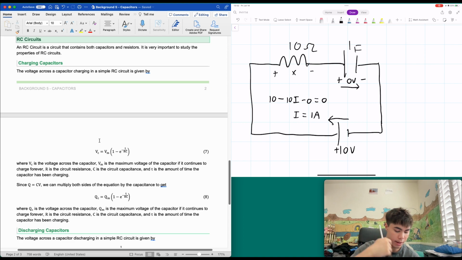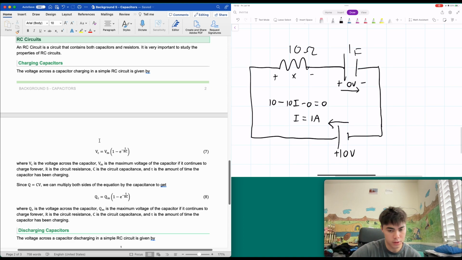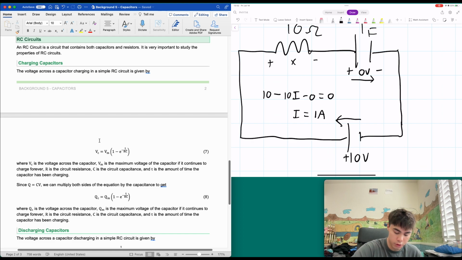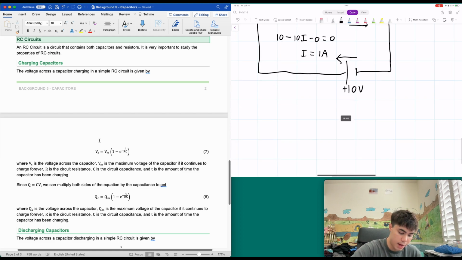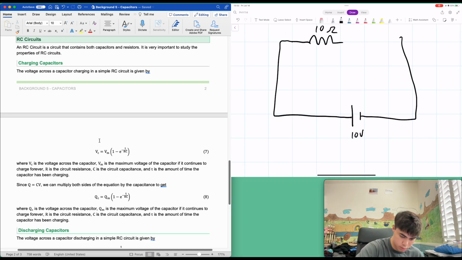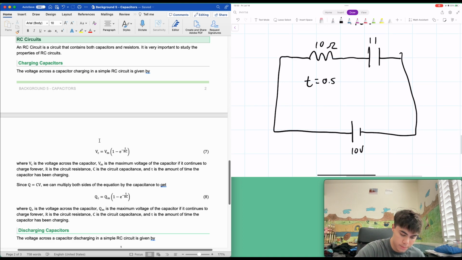So the current is 1 amp through the circuit, and so that's the rate of the movement of charge, right? Current is the rate of the flow of charge. So we now have 1 amp of current in the circuit. Okay, so after a little bit, so let's say now we're at time equals 0.5, and that number is completely made up. I have no idea, but let's say we're at time 0.5.